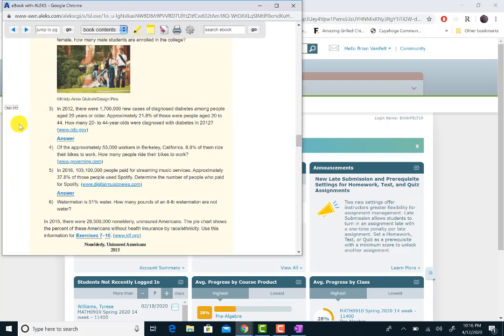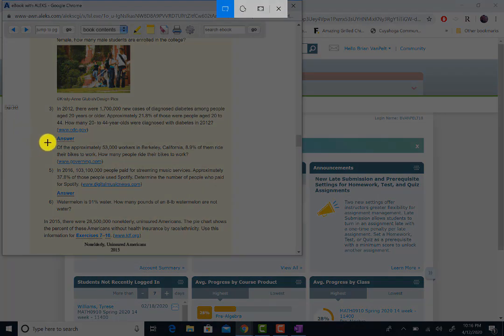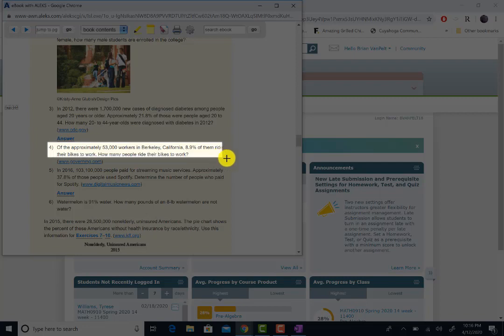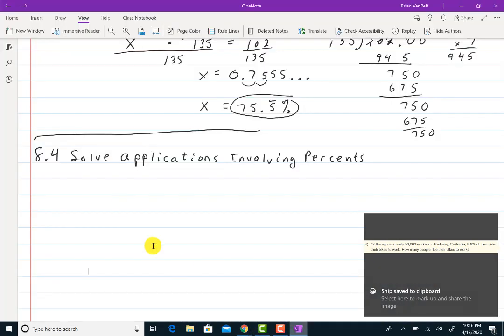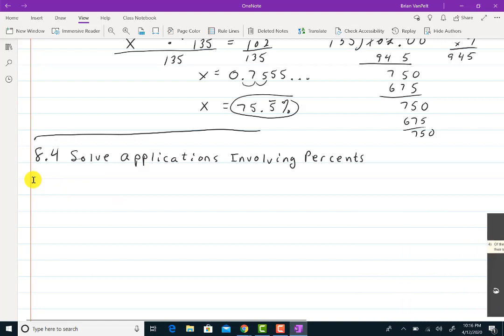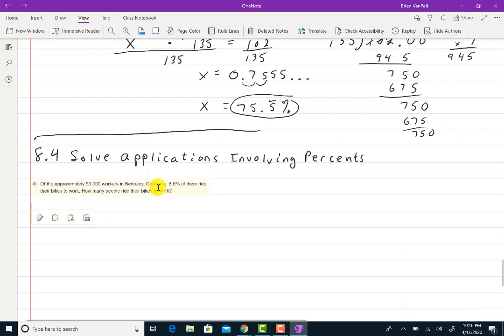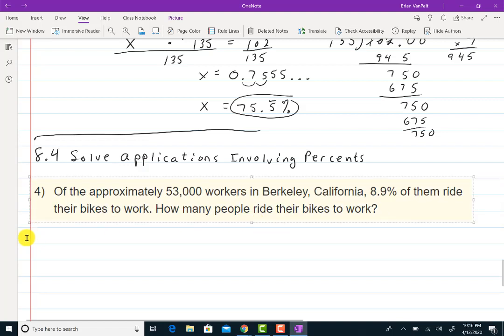So let me go ahead and grab them. My first one I'm going to grab is number 4. Whenever you hear that sound, it means it's been copied. So let's throw it here. And this is number 4 from your textbook. All right, and what we're going to try to do is frame this in the type of problem that we've done. So what we have is we've got a total of 53,000 workers in Berkeley, and 8.9% of them.